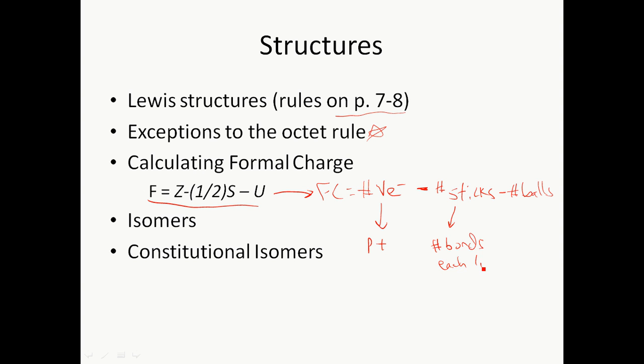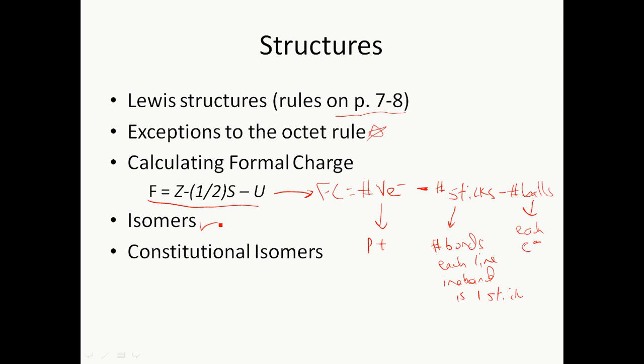Each line in a bond is 1 stick. And then the number of balls is each electron is considered a ball. We'll talk about that more in class, but that's one way of thinking about formal charge: the number of valence electrons minus the number of sticks minus the number of balls.